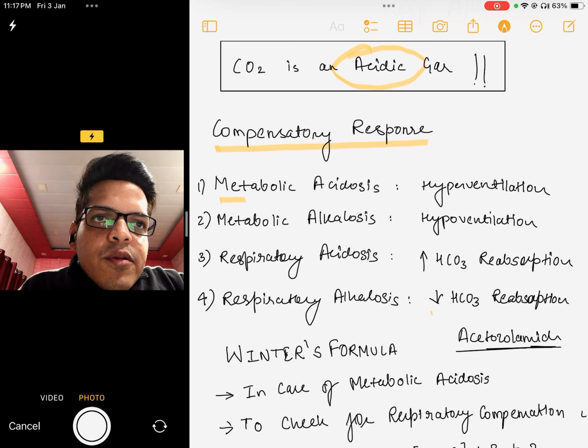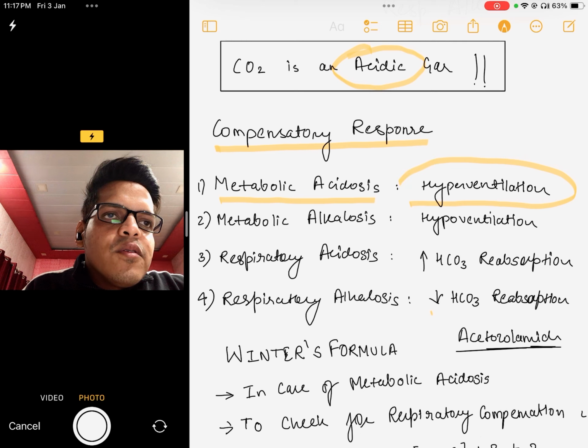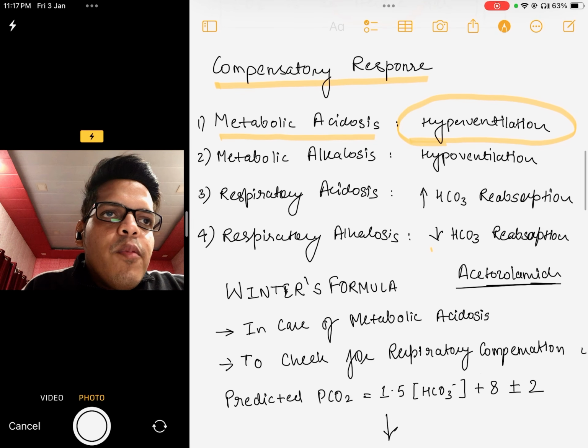Coming to metabolic acidosis, so there is acidosis. So what the body needs to do is to create respiratory alkalosis. Alkalosis will only happen when CO2 decreases. For that, you need hyperventilation, so CO2 washout. Opposite in metabolic alkalosis, hypoventilation.